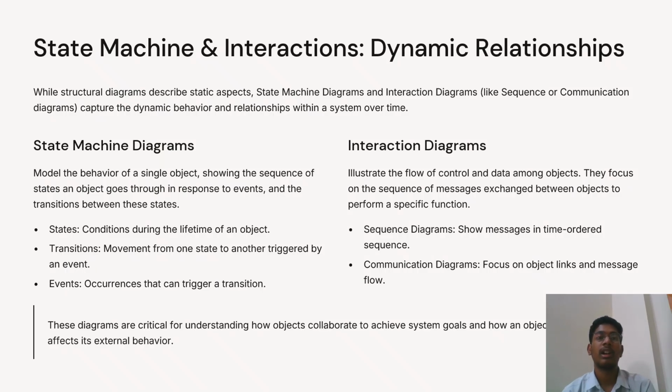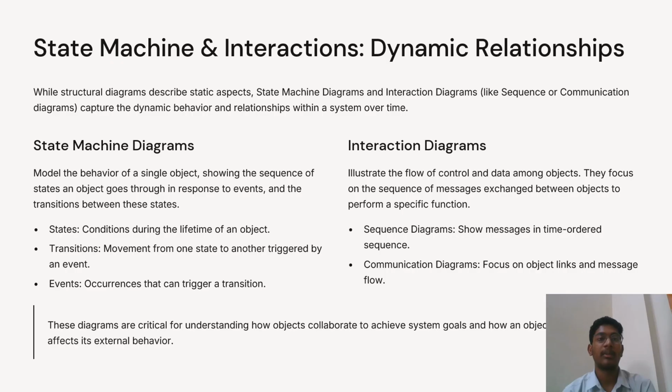State machines and interaction: dynamic relationships. While structural diagrams describe static aspects, state machine diagrams and interaction diagrams, like sequence or communication diagrams, capture the dynamic behavior and relationships within a system over time.